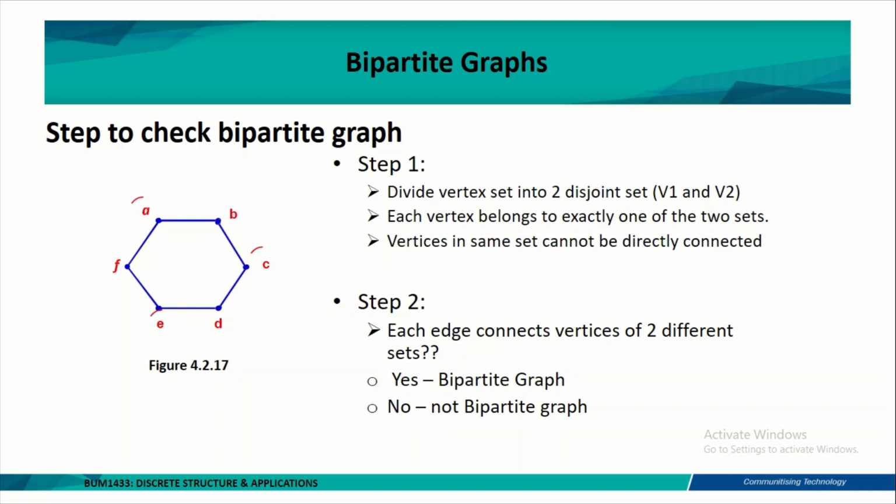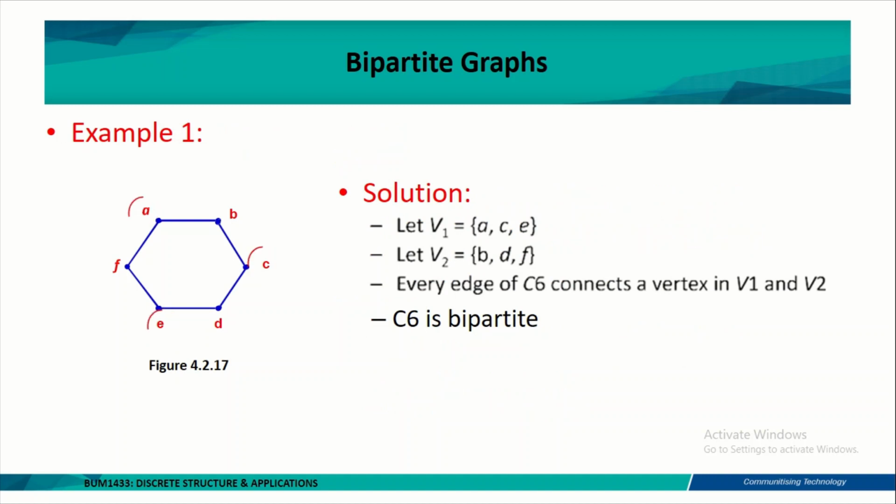If yes, then this is a bipartite graph, so you need to list the two complete disjoint sets. If no, if there is an edge that connects vertices within the same set, then this is not a bipartite graph. So when it's not a bipartite graph, you need to state your reason.